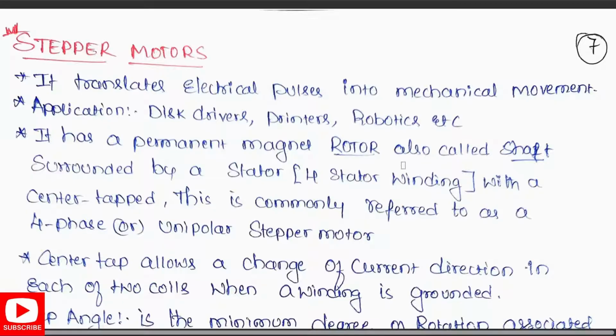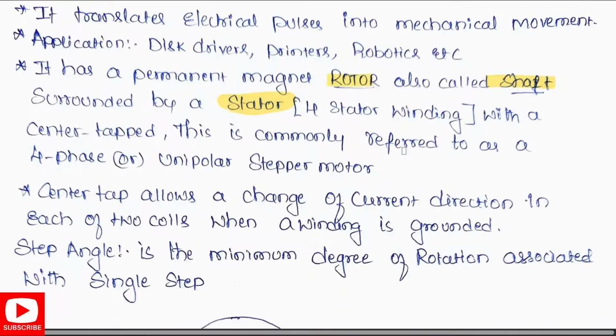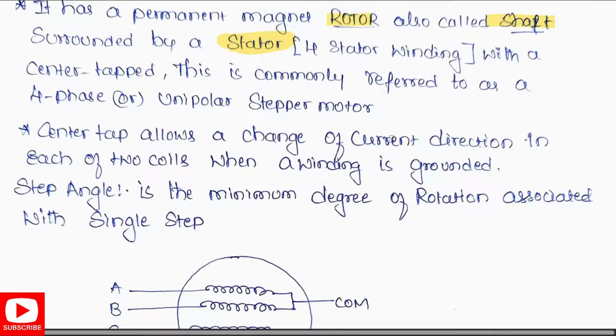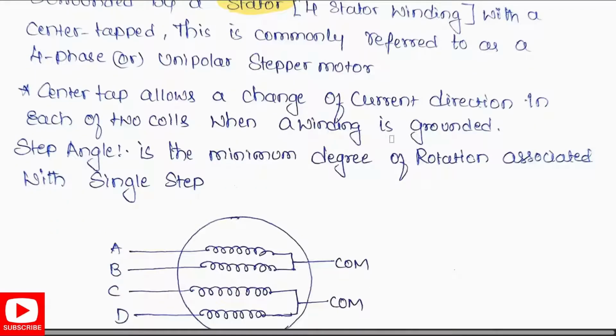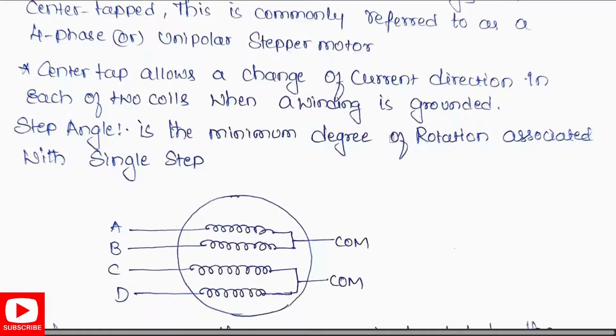Let's get started. Stepper motor translates the electrical pulse into mechanical movement. The applications are disk drives, printers, etc. It has a permanent magnet called the rotor, also called the shaft, which is surrounded by the stators, that is 4 stator windings with a center tap. This is commonly referred to as a 4-phase or unipolar stepper motor. The center tap allows a change in the current direction in each of the two coils when a winding is grounded. The step angle is the minimum degree of rotation associated with a step.